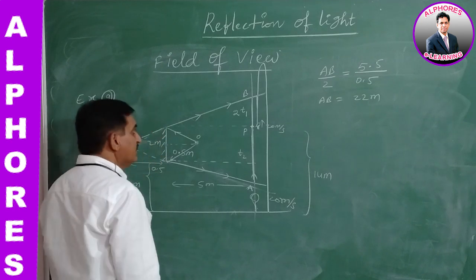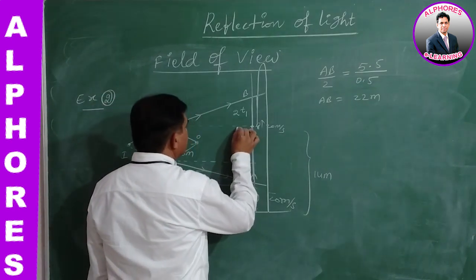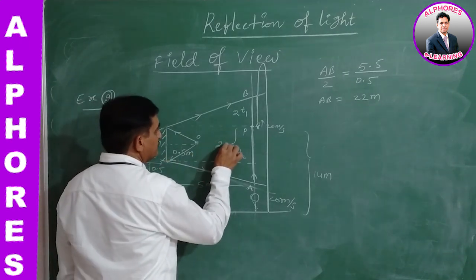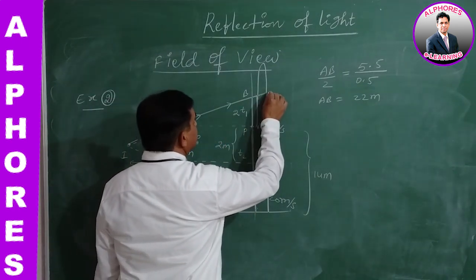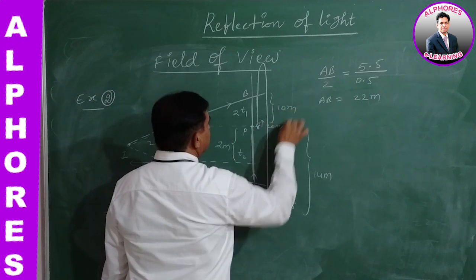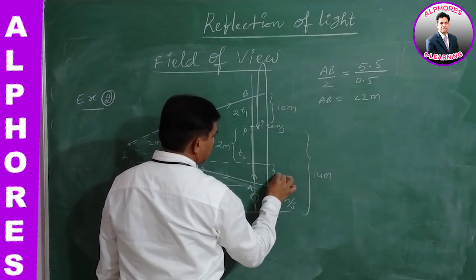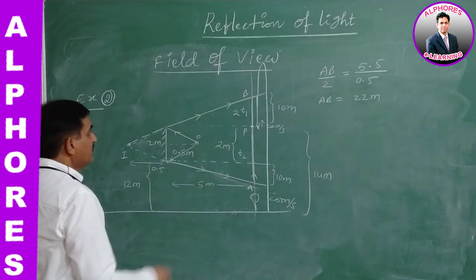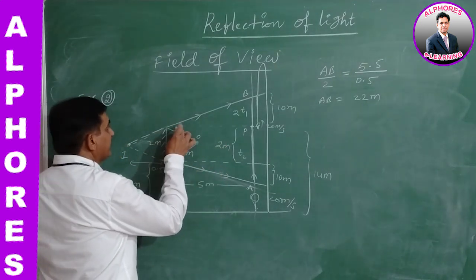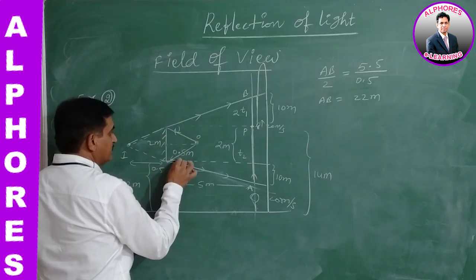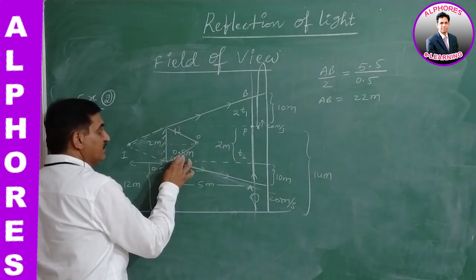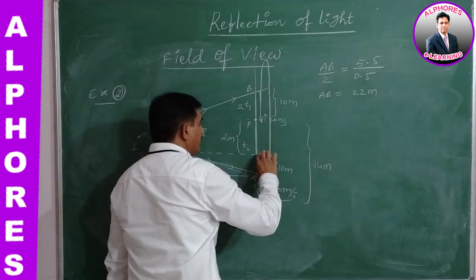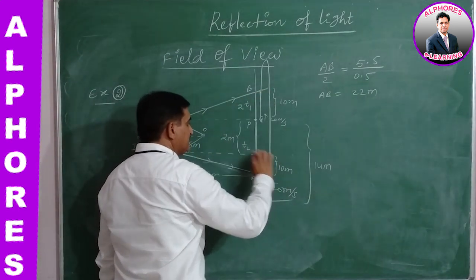Now AB is giving us 22 meters. In this 22 meters, this is the already known value, 2 meters, and this is also 2 meters, and the remaining this is 10 meters, and this is also 10 meters. Why are these two equal? Here the object is kept symmetrically. This angle of incidence and this angle of incidence are both equal. Therefore these gaps are equal. Therefore this is 10 and this is also 10.